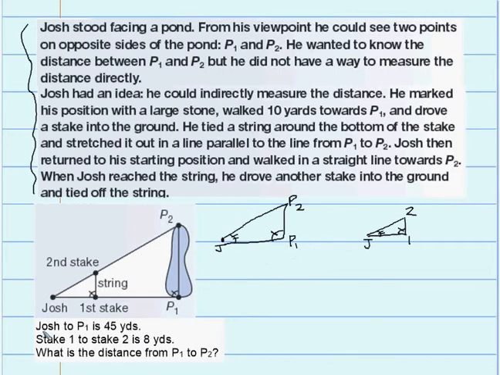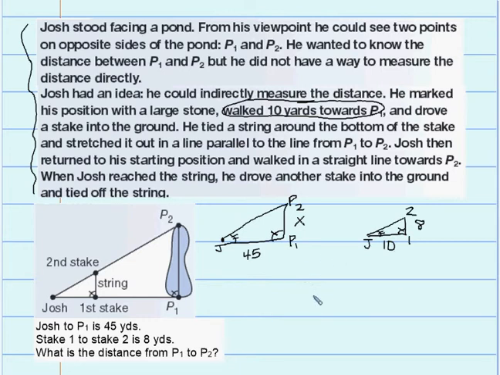So label what you know. Josh to point 1 is 45 yards. Stake 1 to stake 2 is 8 yards, so that would be here. And so what is the distance from point 1 to point 2? So we need our x here. Now, we're missing some information, right? We need to have 4 pieces of information. One of those would be the variable in order to solve our equation or our proportion. But here's the missing piece. He walked 10 yards towards point 1 and put his first stake down. So this would be 10.